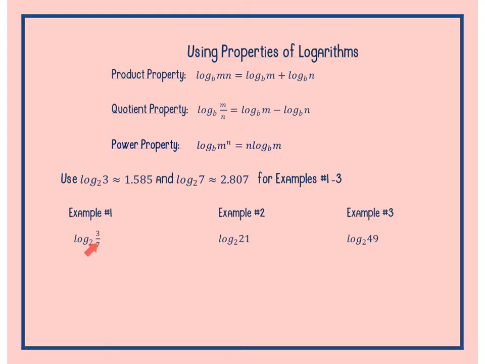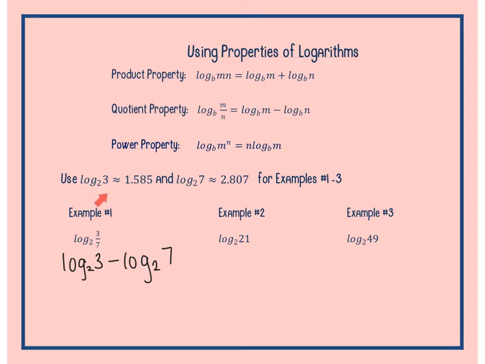So example number 1, what property is this? Well, I'm dividing, which is called the quotient property. So when I divide, that means I'm going to follow this: log base B of the numerator minus log base B of the denominator. So before we get into solving, we have to learn how to expand it. Now, here's my dilemma. I don't know what those are. How do I combine those?